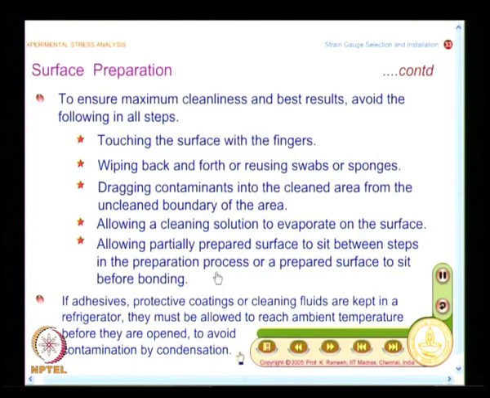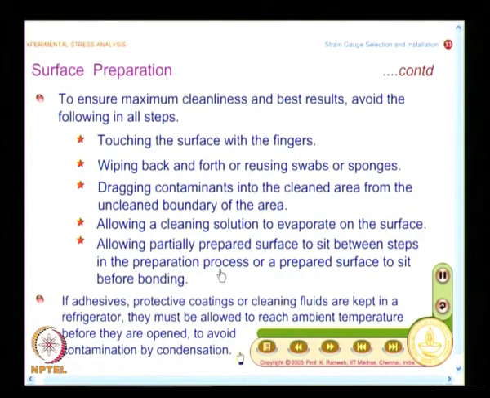And another important aspect is, you should not allow a partially prepared surface to sit between steps in the preparation process. That means you should keep everything ready. You should know what is the first step, what is the second step, what is the third step, etc. You should not sit between the steps, and also once the surface is prepared, you must bond the strain gauge immediately. That is what is mentioned here. You should not have the prepared surface sit before bonding.